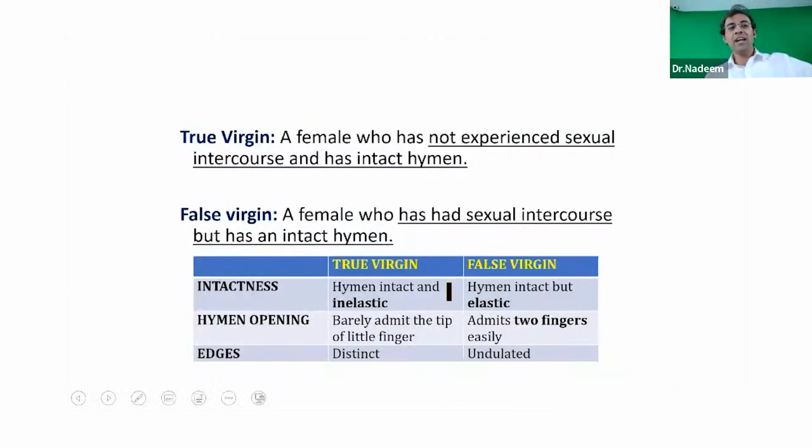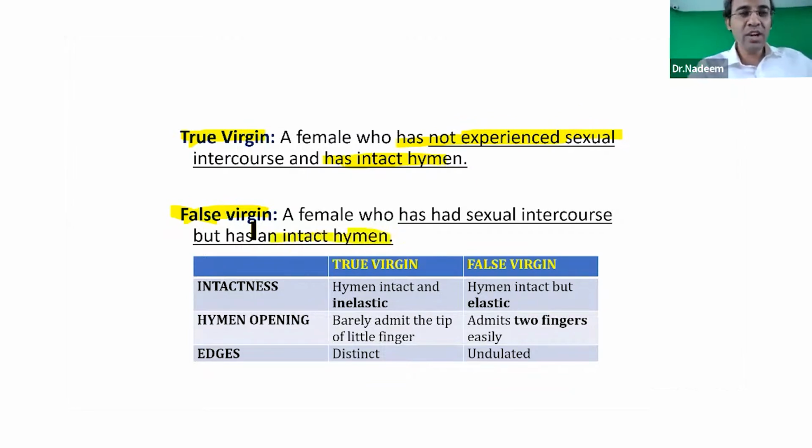Now the question is, who is called a real virgin and a false virgin? A real virgin is one who has never experienced sexual intercourse and has an intact hymen. A false virgin is one who has experienced sexual intercourse, but the hymen is also intact.